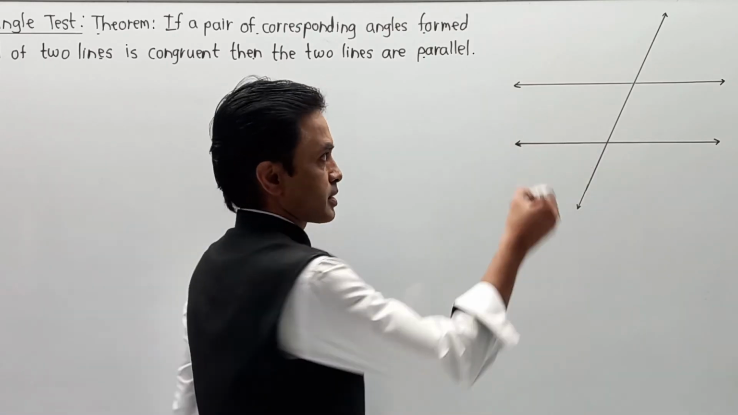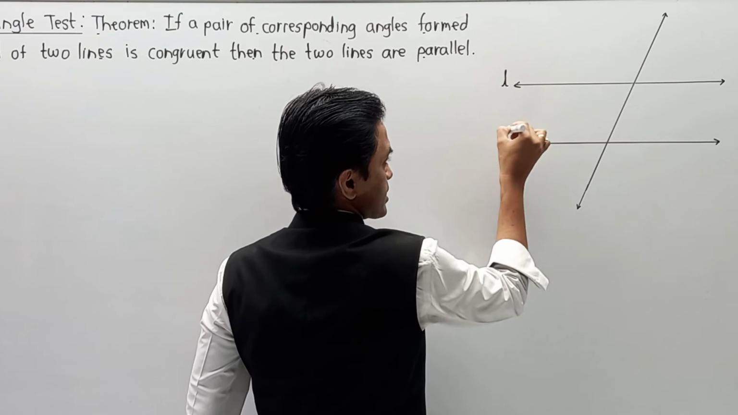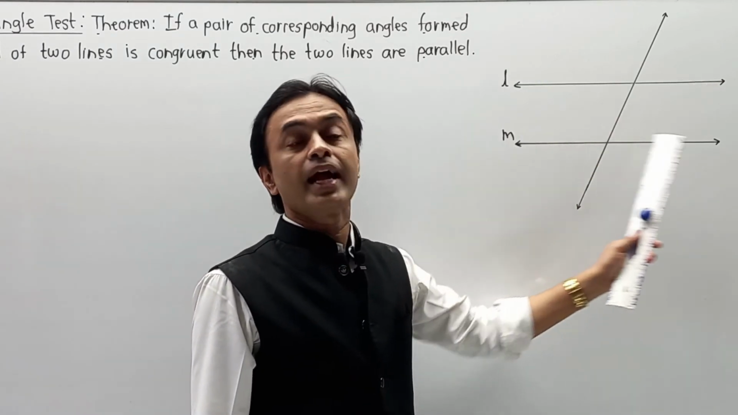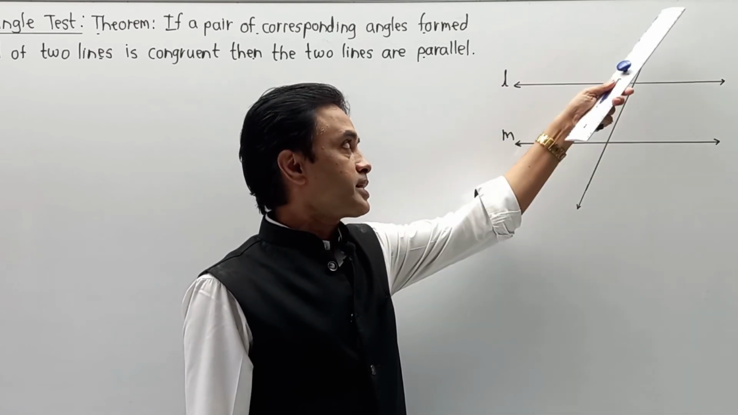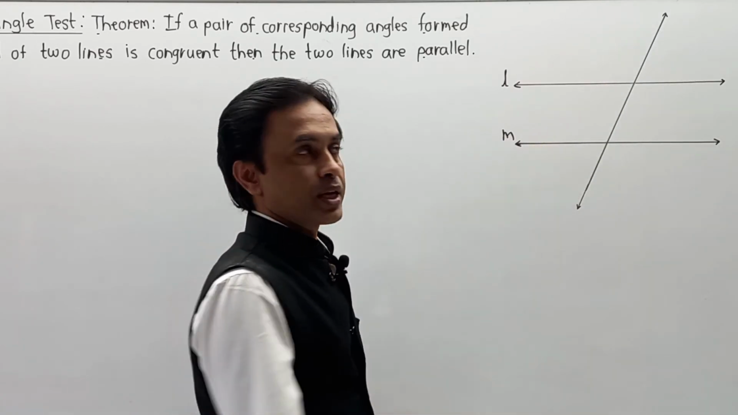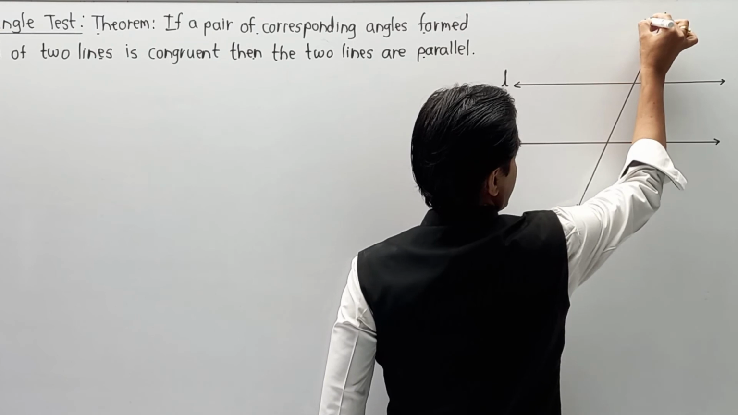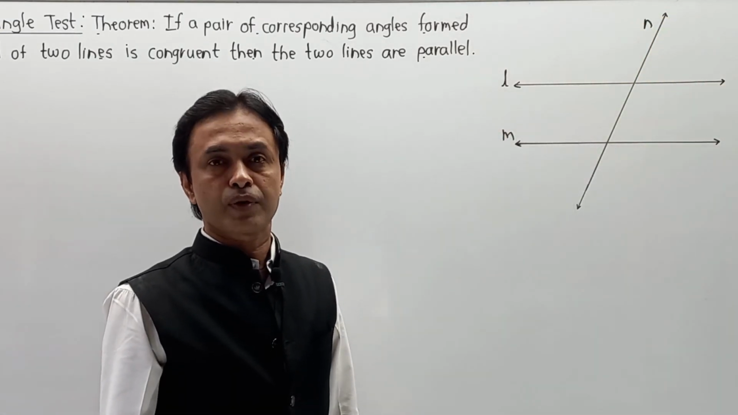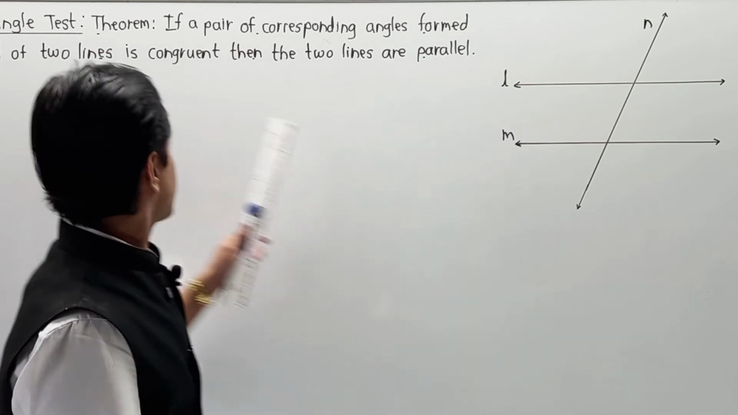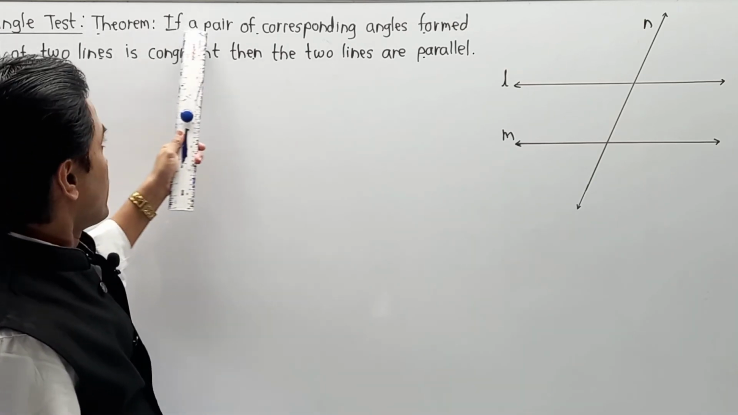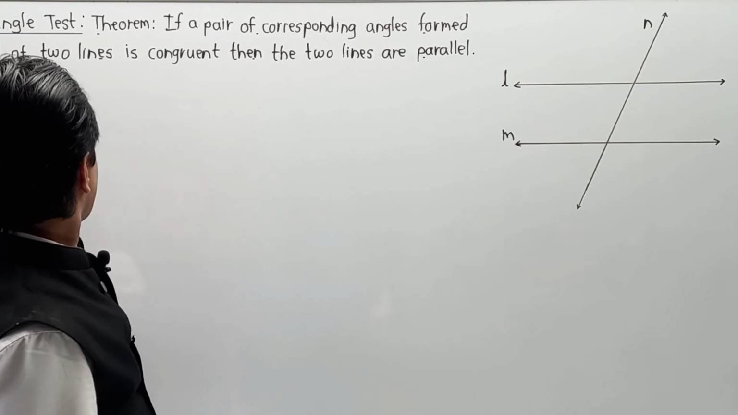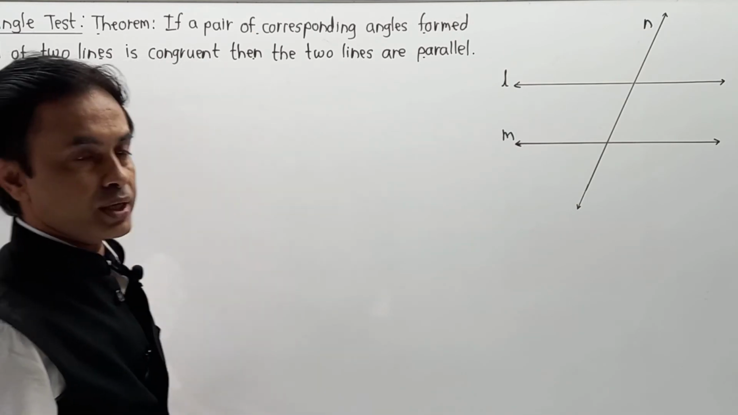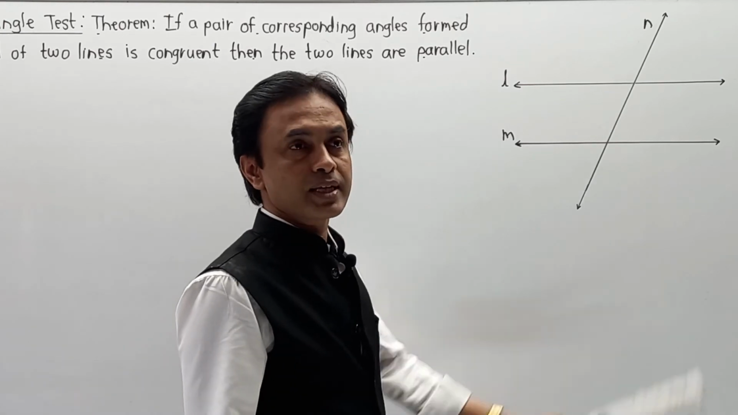There are two lines. One is line L, the second is line M. These are the two lines. So, line L and line M are intersected by a third line, a transversal. Let us say I am going to call this line N. In this diagram, line N becomes the transversal for us. And as per the condition, if a pair of corresponding angles formed by a transversal of two lines are congruent, we have to take two angles as corresponding angles.